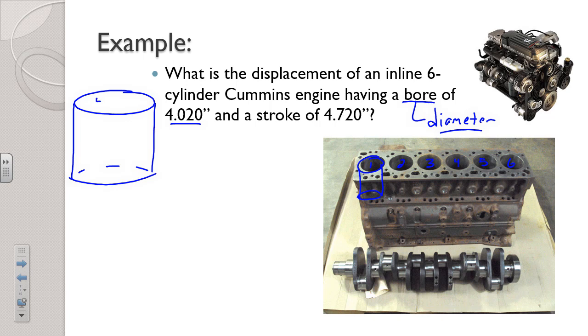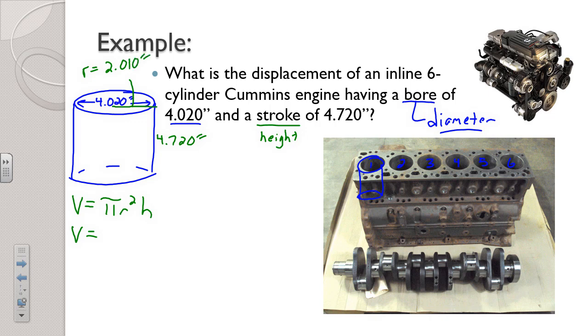So 4.020 inches across that cylinder, and our stroke, that's just another name for the height of the cylinder. And so that is 4.720 inches. Okay, since this is a cylinder, we can just say that the volume is pi times the radius squared times the height. Since our bore is 4.020, we can conclude that the radius must be half of that, or 2.010 inches.